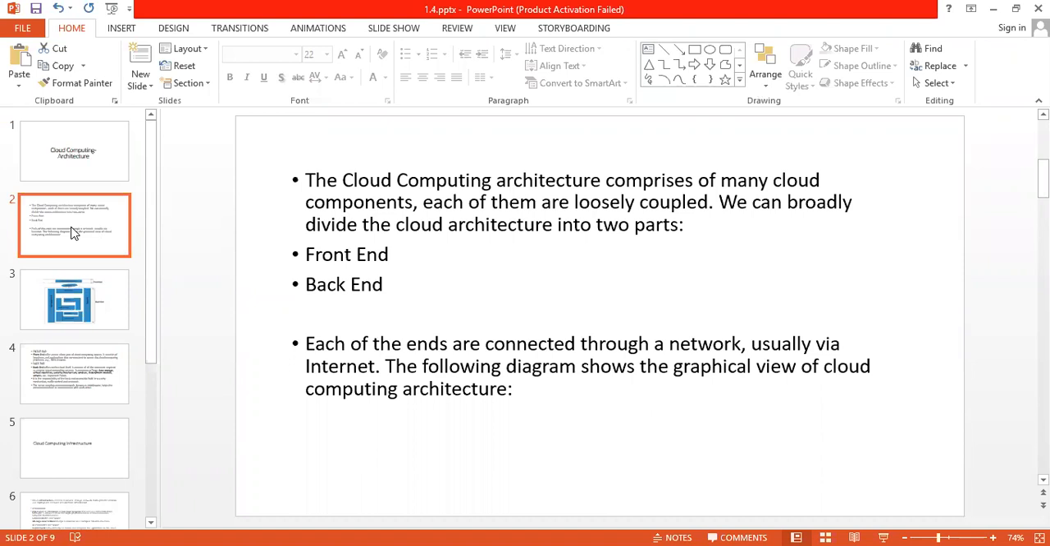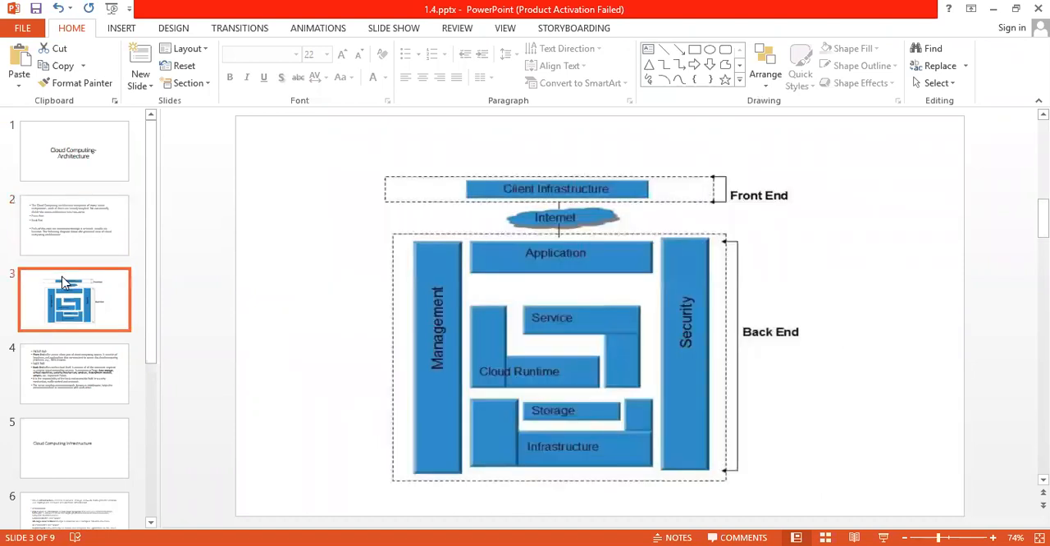The following diagram shows the graphical view of cloud computing architecture. So this is the diagram which will show us how actually cloud computing architecture is. So basically two parts are there, front end and back end. Front end contains client infrastructure and back end contains various parts like management, application, service, cloud runtime, storage, infrastructure, security, all these things. All these things come under the backend, and front end and back end are connected with one another by using the internet.